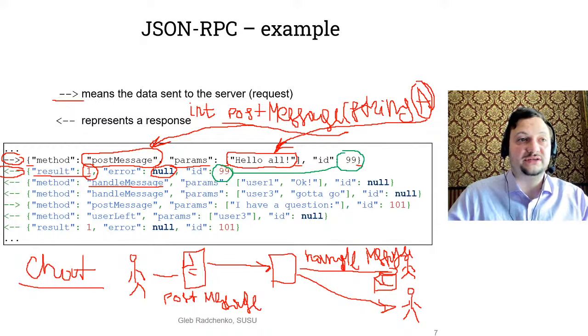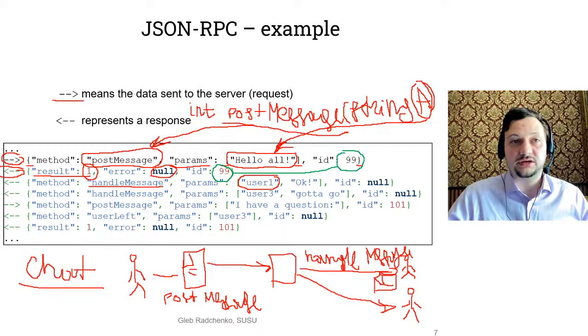Okay, so now we see that our chat is working like this, using these examples of the protocol exchange. First was the postMessage with which we sent our message. Next, the server sends us a handleMessage request and parameters. Now we can see that in this example we have two parameters. The first parameter is the name of the user who sent the message, and the server sends us this name as a string. And the second parameter is the value of the message that the user sent us.